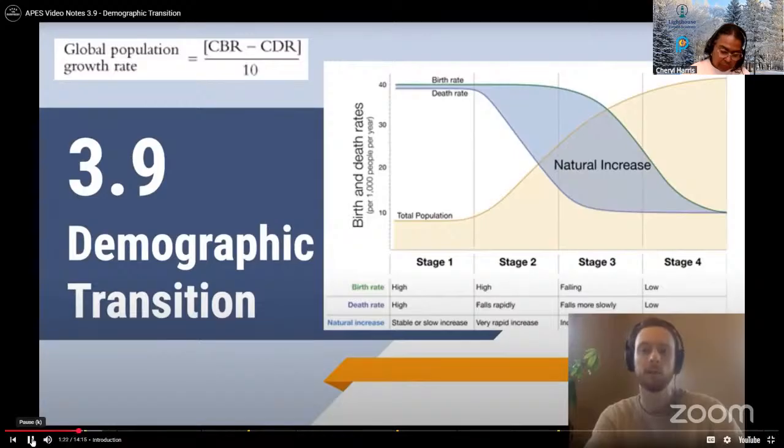We'll talk more about the different indicators of these phases and what they mean for a country's development throughout this video.